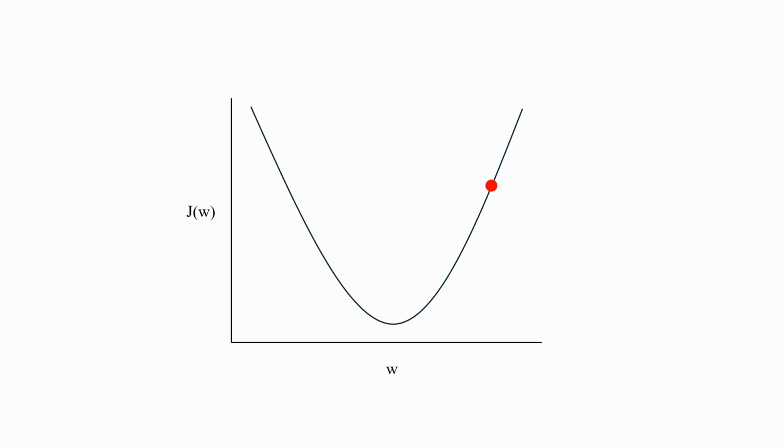It figures this out by only looking at the gradient, or the slope. If the slope is positive, as it is right here, then W should go down. If the gradient is negative, then W should go up. And the steeper the gradient, the further away from the minimum it is, so W must take a larger step. And the flatter the gradient, the closer it is to the minimum, so W should take a smaller step.